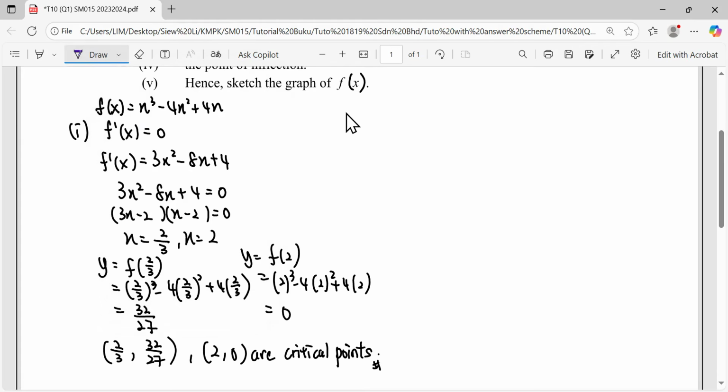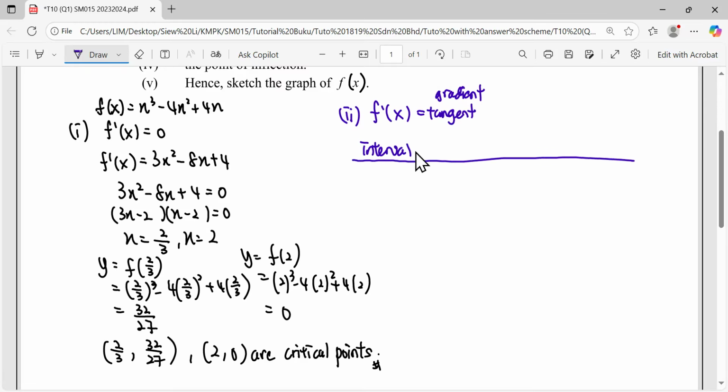The first derivative test is about the gradient of the tangent. So we need to build a table to identify our intervals. We have 2 points here. We need to identify the gradient of the tangent before and after this point, before 2, 0 and after 2, 0. Since we have 2 points, we will have 3 intervals.